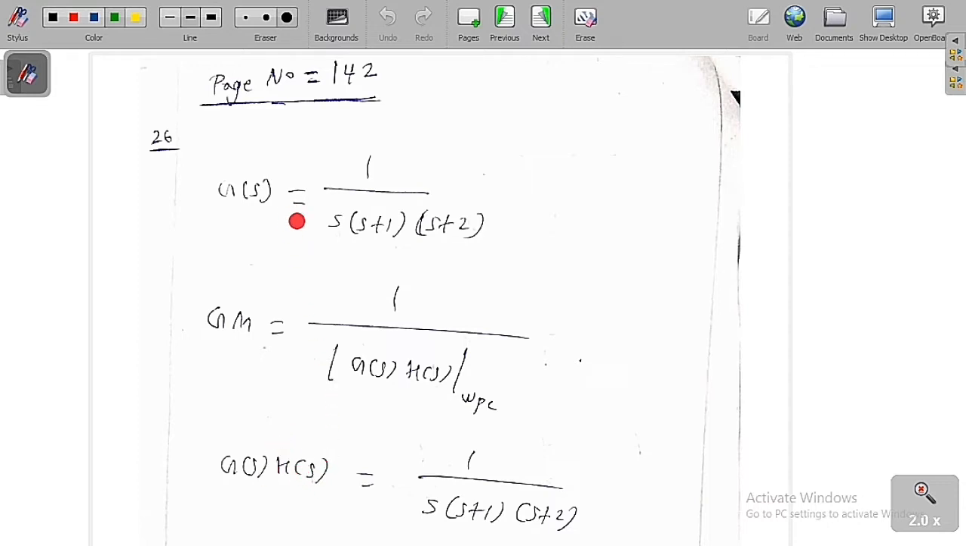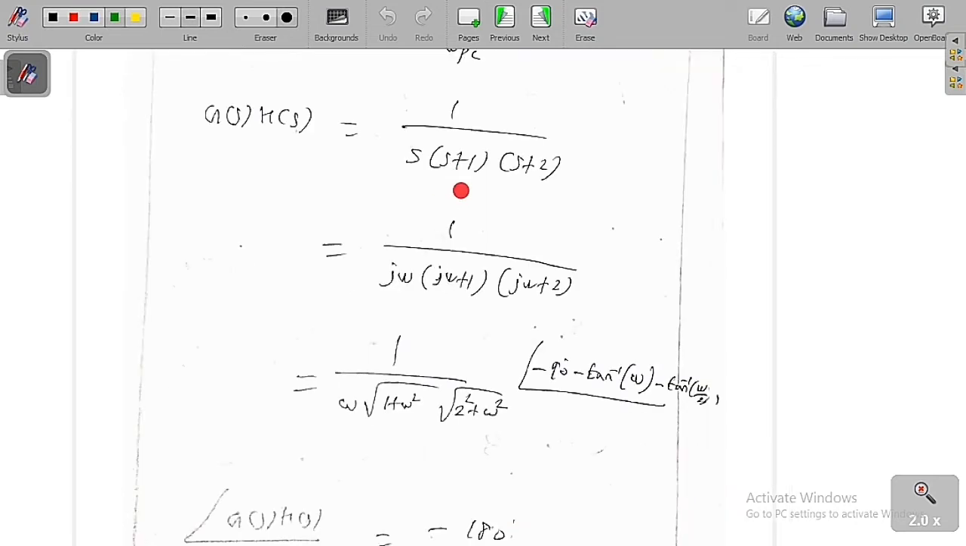So what is the value of G of S H of S? Let me assume H of S is equal to 1. So G of S into H of S is equal to 1 by S into S plus 1 into S plus 2. Now in place of S I am going to replace S by J omega.